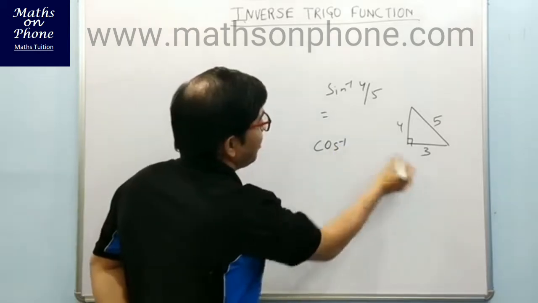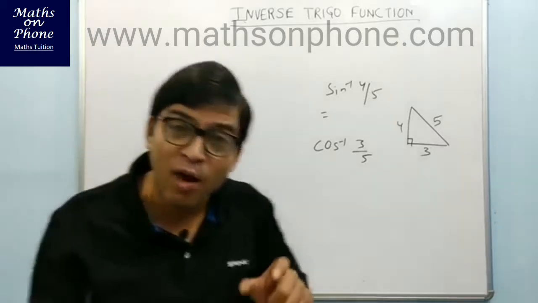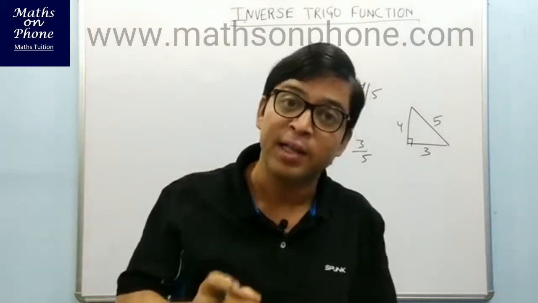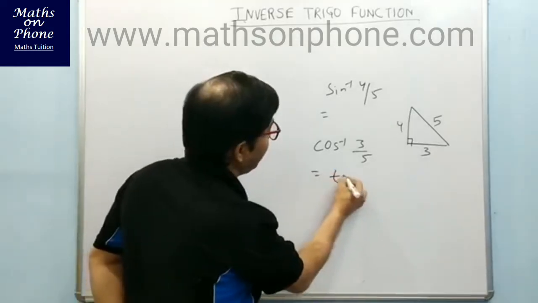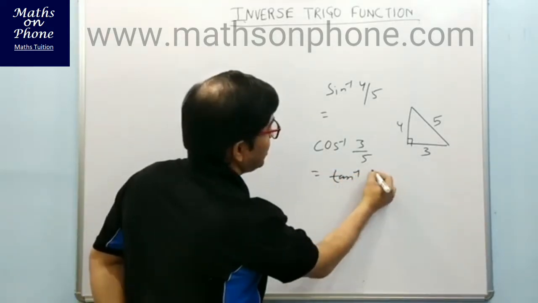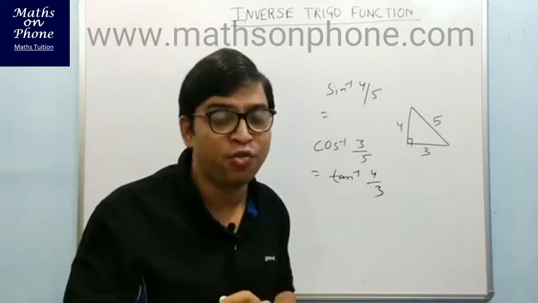So that will be 3 by 5. From this triangle we can easily convert according to our need. That we will see in the practical problems. We need to convert in the forms of tan inverse. So what is that? 4 by 3. So the conversion is very much clear to you.